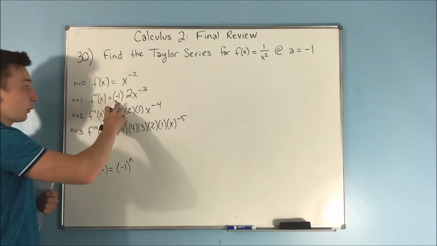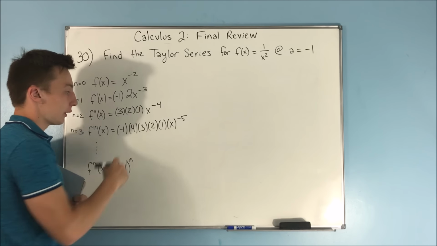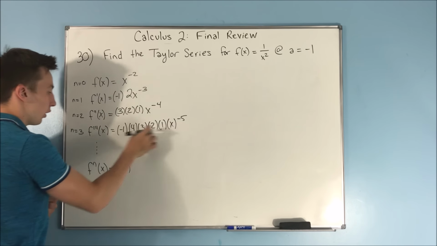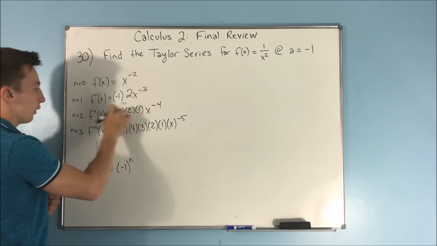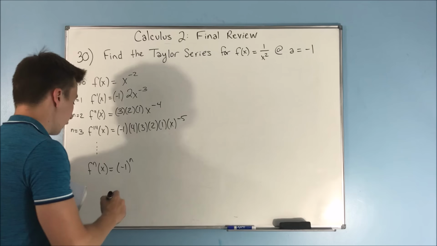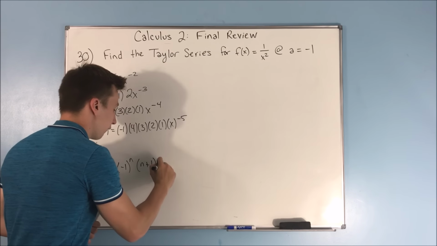Here we see a 2 times 1. Here we see a 3 times 2 times 1. Here we see a 4 times 3 times 2 times 1. You can kind of say that we have a 4 factorial on our third derivative, a 3 factorial on our second derivative, so it's always 1 more and then factorial. So for our nth derivative, it's going to be n plus 1 factorial.